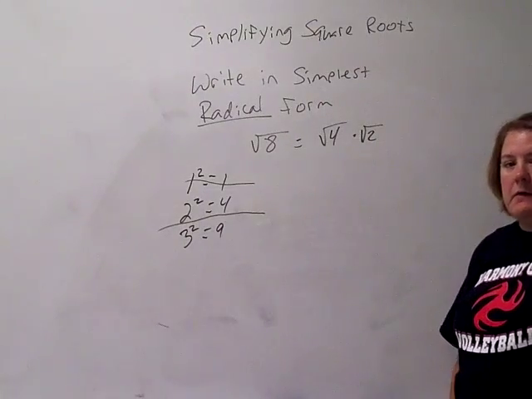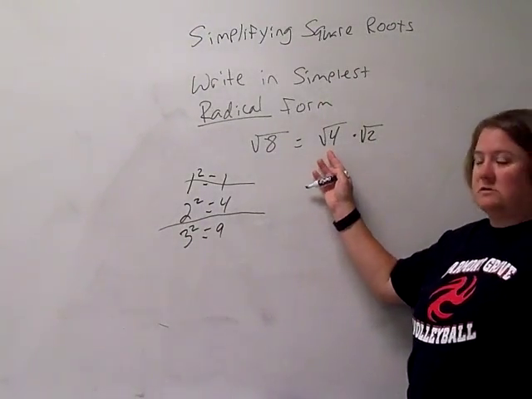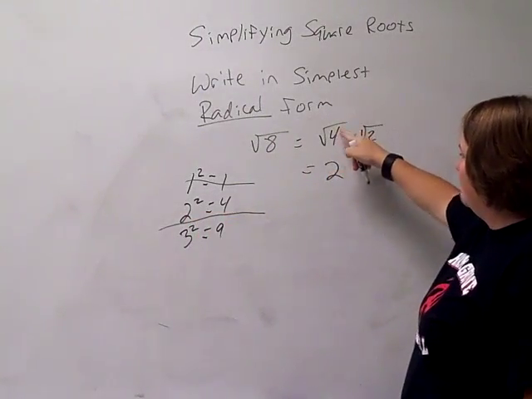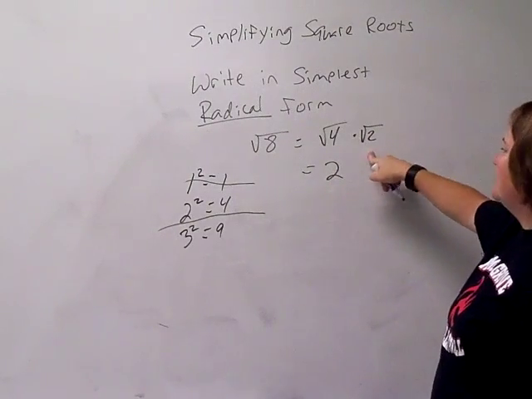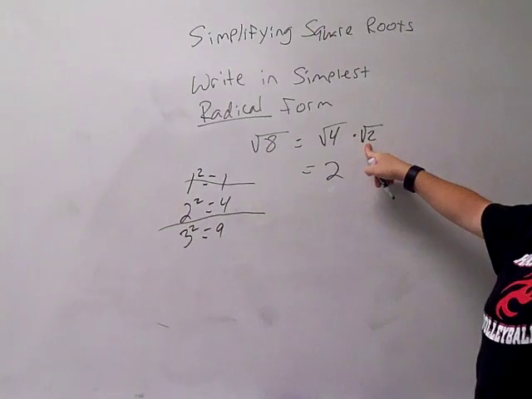Now, what was the whole point in that? Well, 4 is a perfect square. What's the square root of 4? 2. So this is going to be the same as 2. Square root of 4 simplifies to 2. Square root of 2 cannot simplify. 2 is just 2 times 1, and that doesn't break down any.